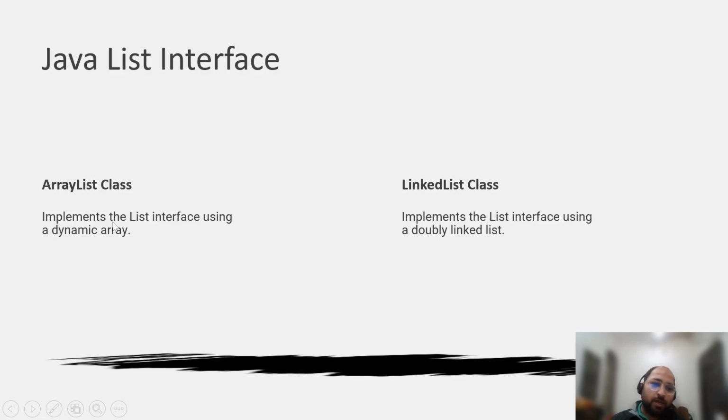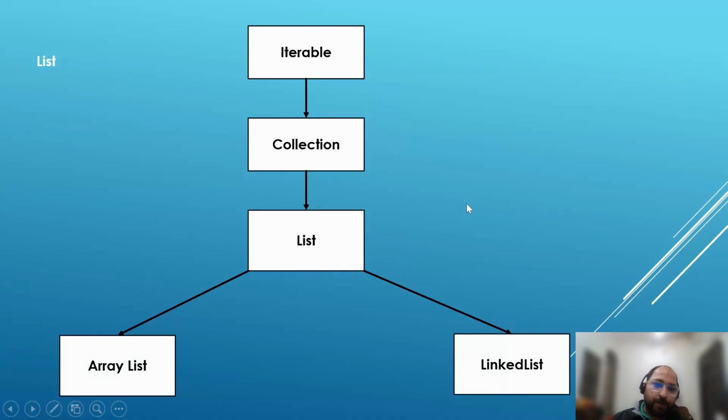Array list is based on an array, a dynamic array. In case of an array we have a fixed size, but in case of array list we don't have a fixed size, and as we add values into the list, its size grows automatically. While linked list is based on the doubly linked list data structure. In the next lecture we'll be covering the linked list as well.